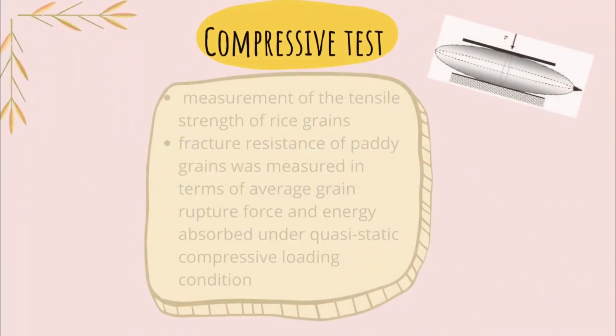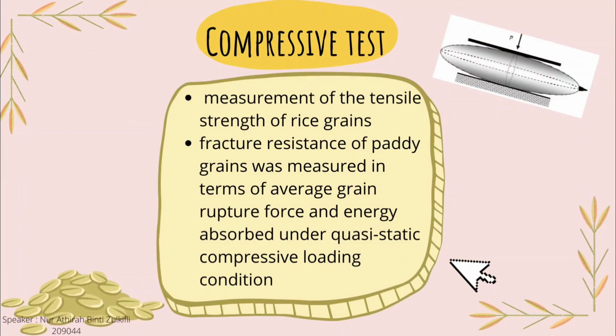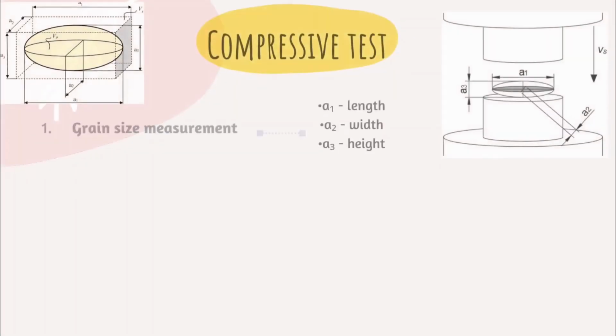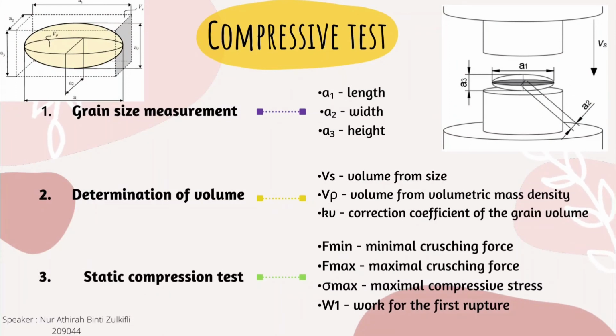Compressive test. Compressive test is used to determine the measurement of the strength of rice grains. Fracture resistance of paddy grains was measured in terms of average grain rupture forces and energy absorbed under quasi-static compressive loading conditions. There are three steps under the compressive test. Step 1 is grain size measurement to determine the length, width and height of the rice grain.